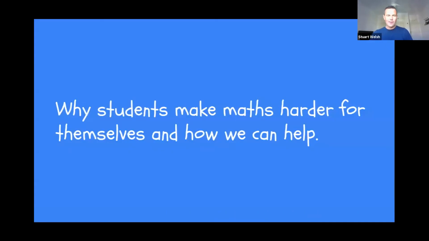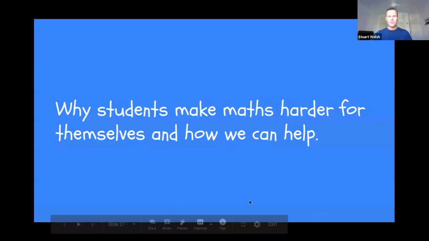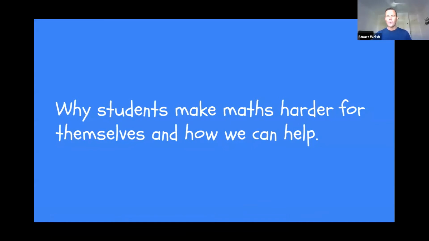So that's the end of part one, and now we're moving on to this second section here: why students might be making maths harder for themselves and what we can maybe do to help them. And much of this will be common sense. I hope most of what I say today sounds like common sense, and if it is nothing more than just a reminder of some of these important things, then I feel that this presentation is doing its job.